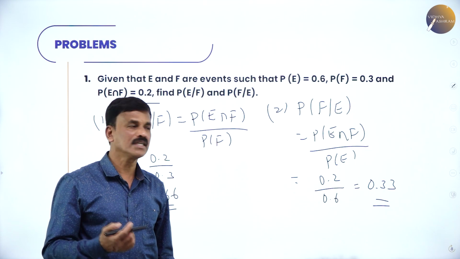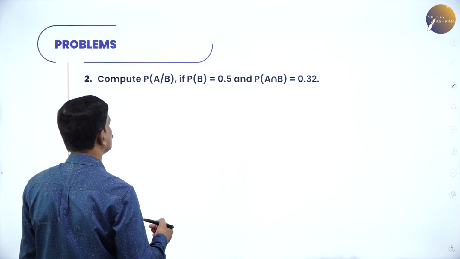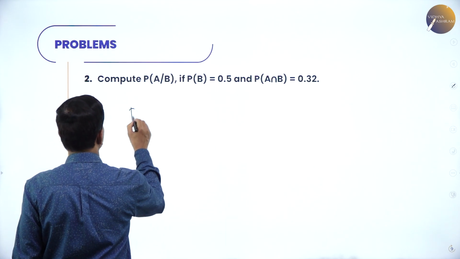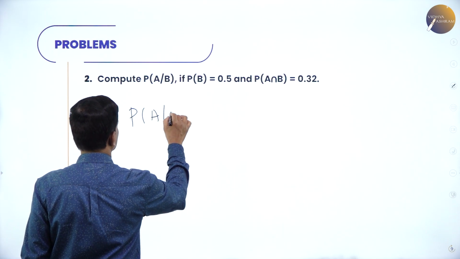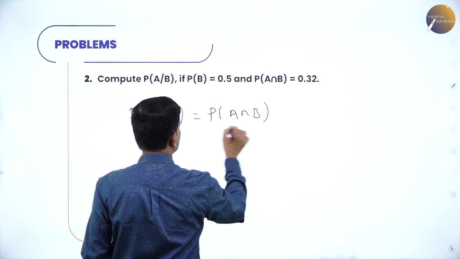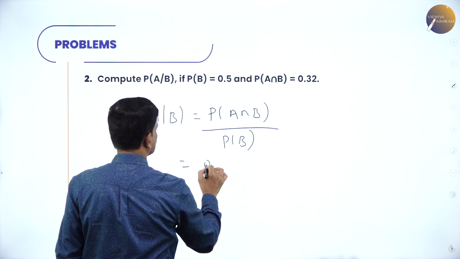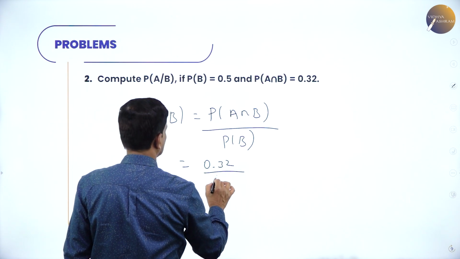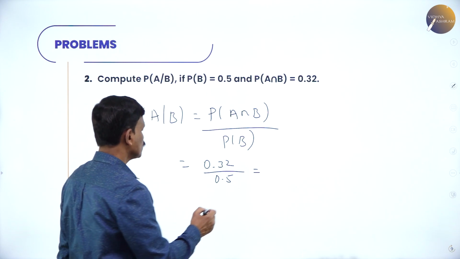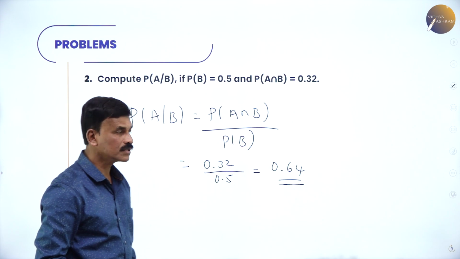Okay. Now move on to the next problem. Compute P of A by B if P of B is equal to 0.5 and P of A intersection B is equal to 0.32. Now what is the formula for P of A by B? P of A by B is equal to P of A intersection B divided by probability of B. Straight away you can substitute 0.32 divided by 0.5. That's it. 0.64. This is the required answer.